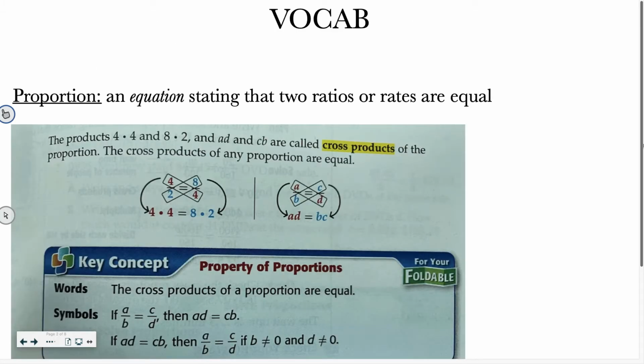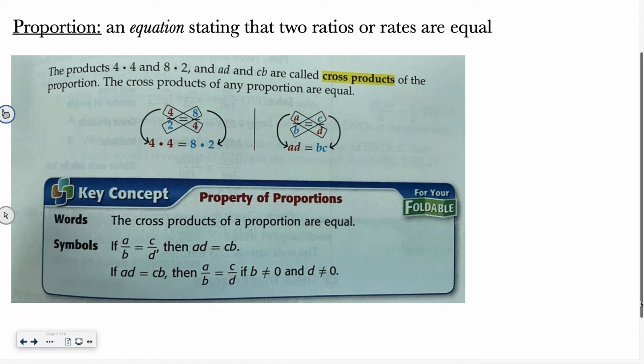First of all, a proportion is an equation. That means a proportion has an equal sign. Students will often get confused, but that's the number one indicator that you're dealing with a proportion, is that you have an equal sign and then two ratios or rates. Oftentimes, we set them up as two different fractions. And when we set them up as two different fractions, we can use something called cross products.